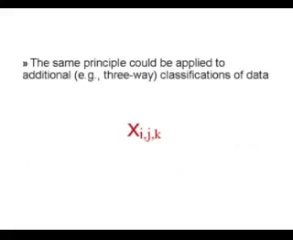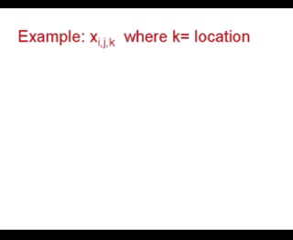starting with i equals 1 to r. Assume that the previous experiment was conducted in different locations. The locations will be denoted by the subscript k. In this slide, we will examine three-way classification. For example, k will represent the location.